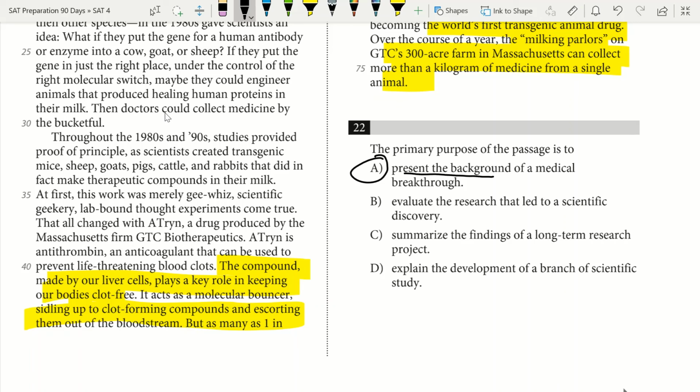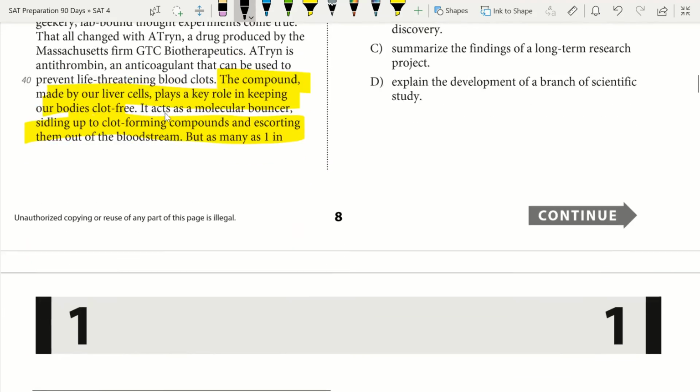We present the medical background, talking about things in the 1980s and 90s, and then eventually we get to that breakthrough in that GTC company's drug that is preventing those blood clots. So our answer there would be A for the primary purpose.